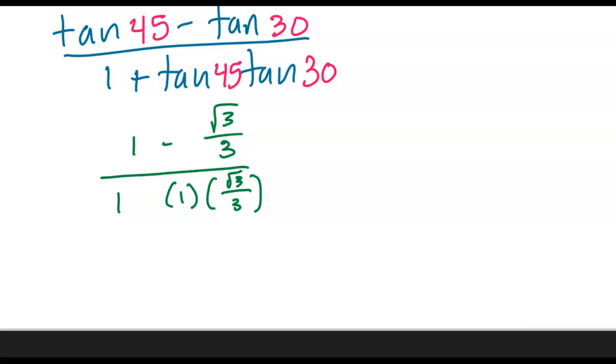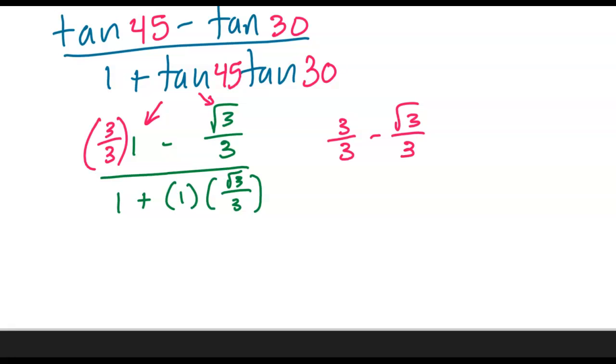Yes. And why are you doing that? Yes. We are trying to first combine 1 minus square root of 3 over 3, right? We're combining these two. The only way we can combine them is by getting them to have like denominators, meaning you're multiplying this by 3 over 3. So we get 3 over 3 minus square root of 3 over 3.